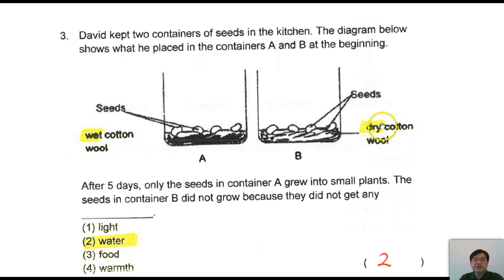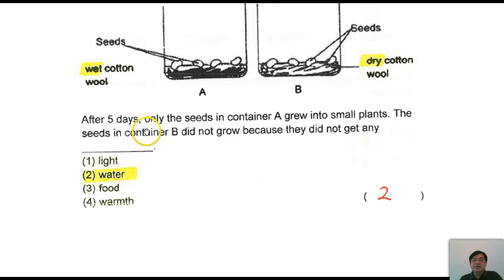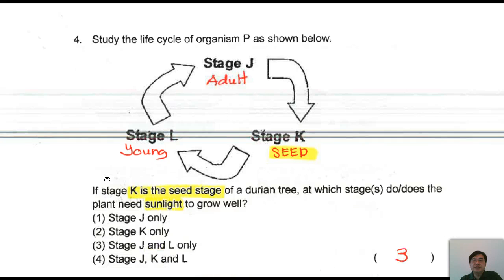Over here the difference is dry and wet. It means container A has water, container B does not have any water, right? So after 5 days, A grew, and B did not grow. Why? Because B did not get enough water. That's simple. Next, 3-stage life cycle.